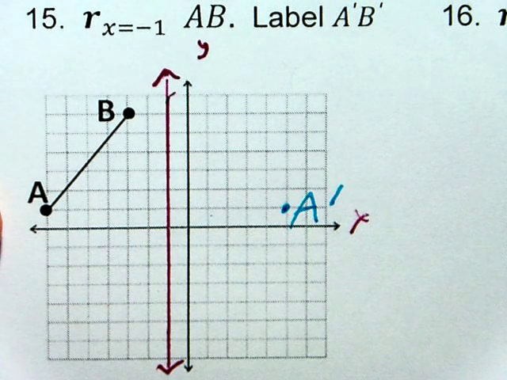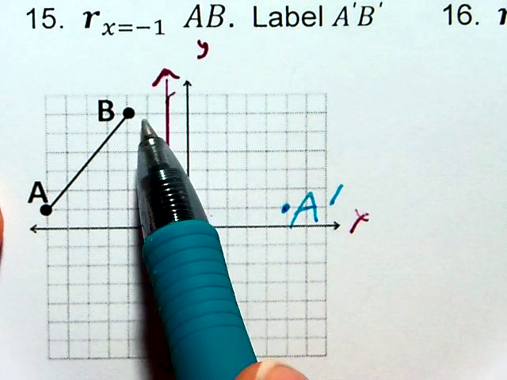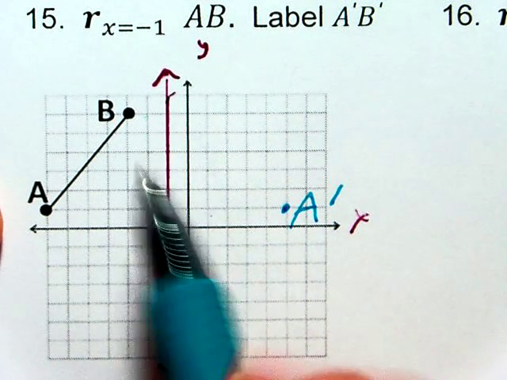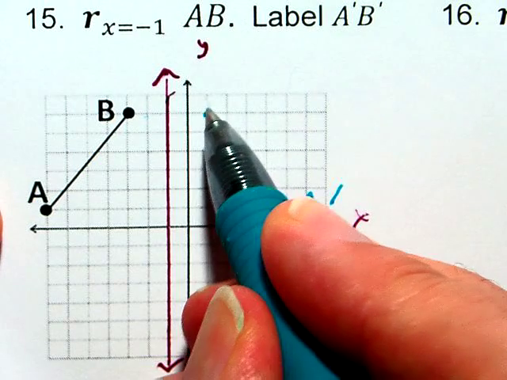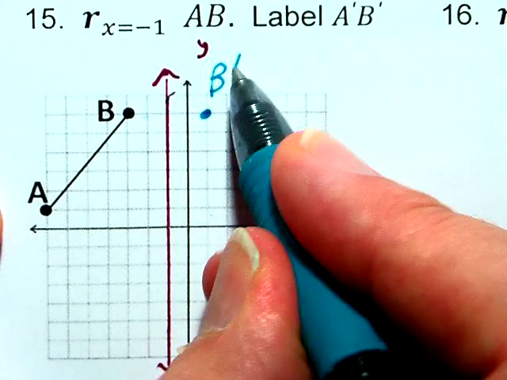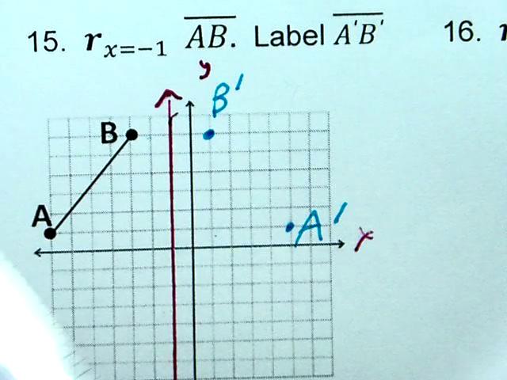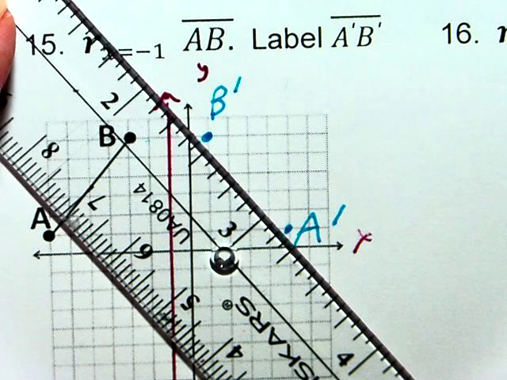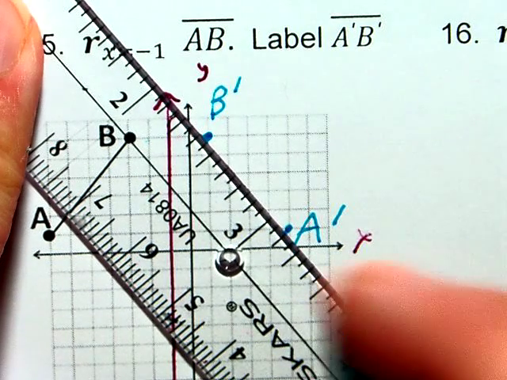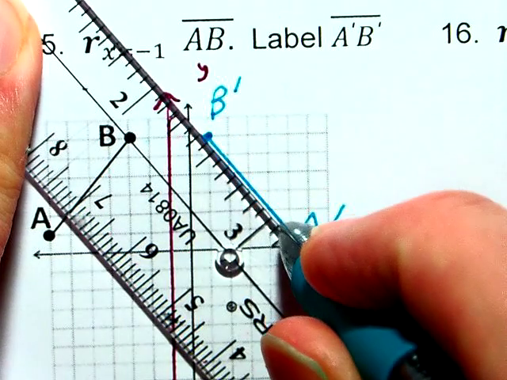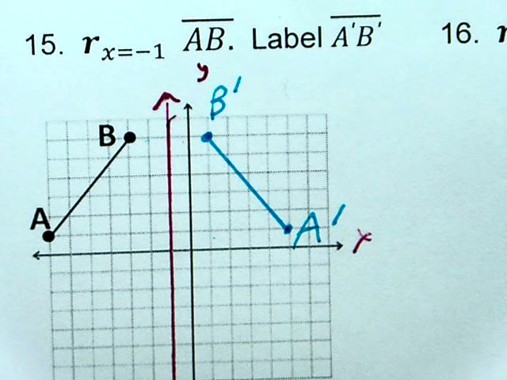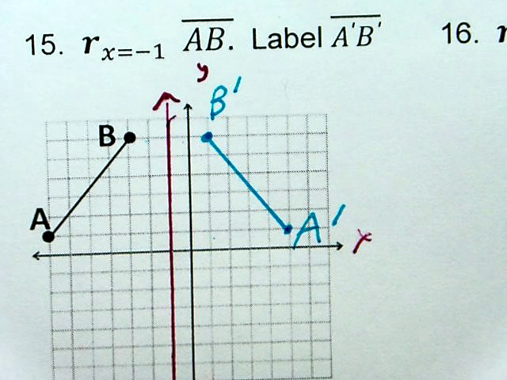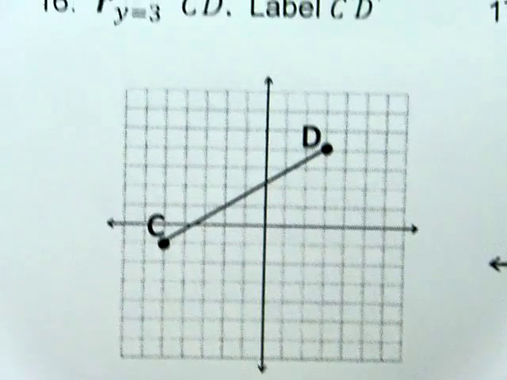And B prime is going to be 2 points to the right of the mirror line because B is currently 2 points to the left of the mirror line. So B prime is going to be right over here. And our line segment A prime B prime is this. Okay, good.